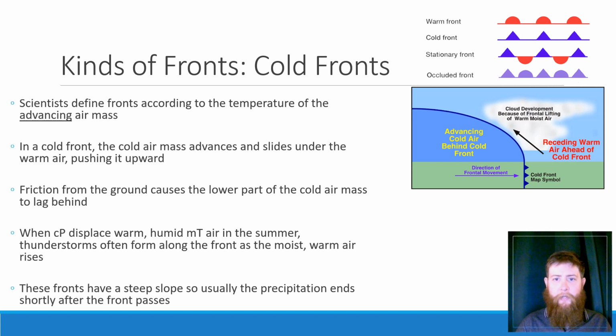So in a cold front, the cold air is moving into an area that already has warm air. As it does this, it pushes this warm air up, and it continues to try to move forward, but because it's getting friction on the ground, it's starting to slow down a little bit. An example of this happens when we have continental polar displacing humid maritime tropical air in the summer. And because of this, we get thunderstorms forming along the front as this warm, moist air is trying to rise, trying to get out of the way of this cold air. And this cold air is constantly pushing it higher and higher.